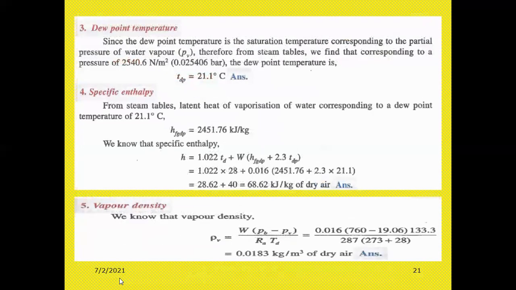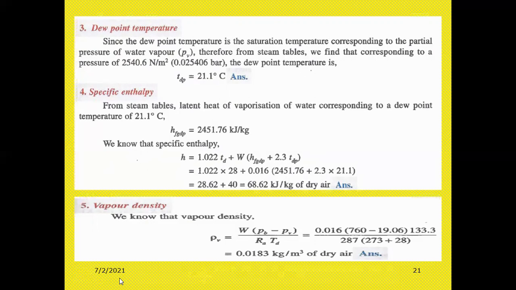Next, the dew point temperature. The dew point temperature is the saturation temperature corresponding to the partial pressure of the water vapor. Therefore, from steam tables, the corresponding pressure is 2540.6 and the dew point temperature is 21.1 degrees centigrade.